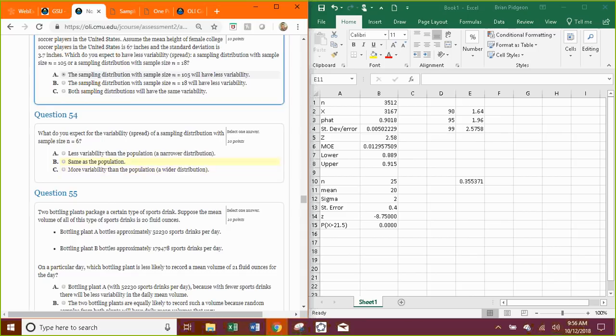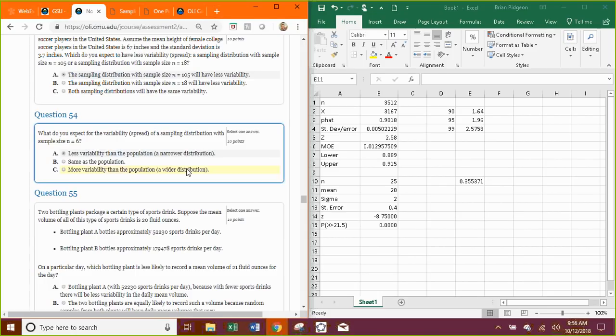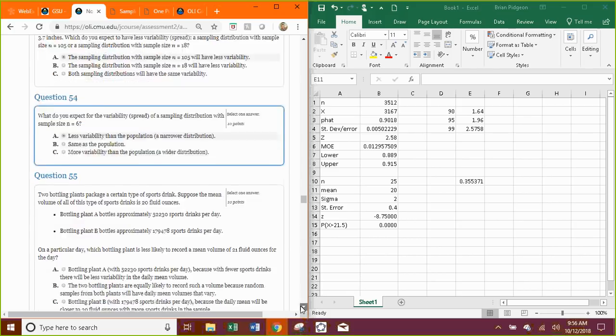What do you expect for the variability of a sampling distribution with sample size 6? It will have less variability than the population. Because remember, the standard deviation of the population is sigma. We're just dividing by the square root of 6. So it's going to be smaller, not much, but it will be smaller.